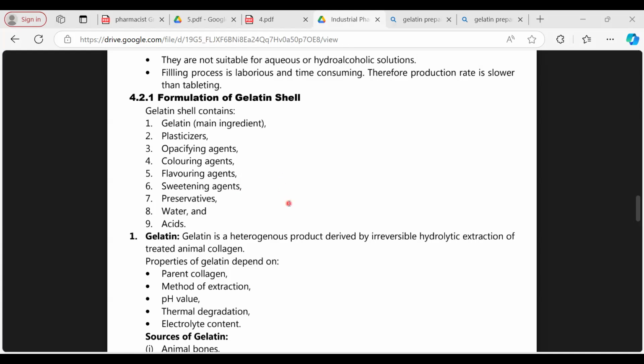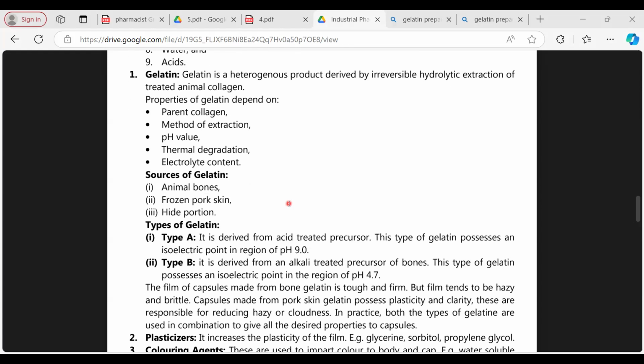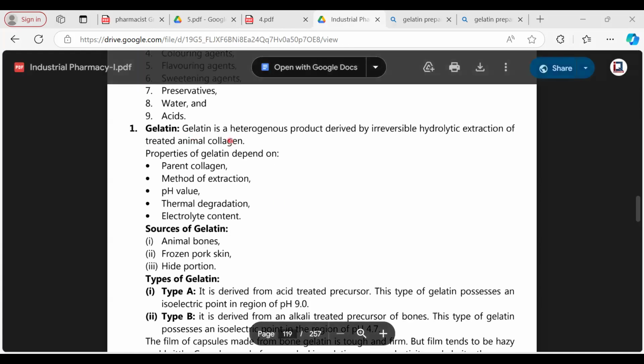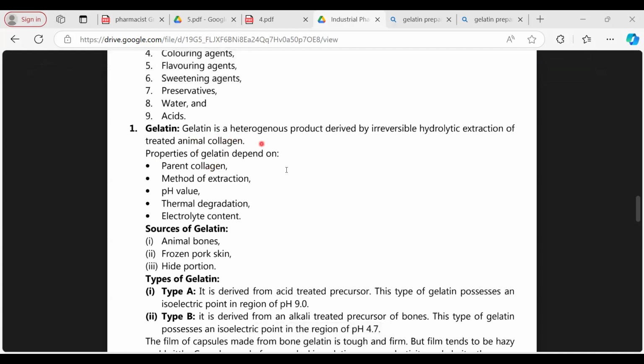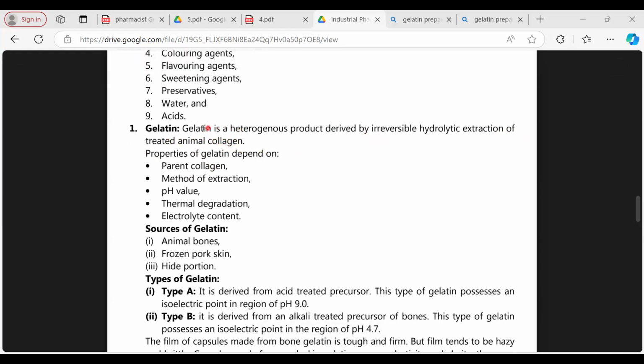Next, I have shown you how gelatin is prepared. Here it's repeated. Gelatin is a heterogeneous product derived from the hydrolytic extraction of animal collagen. So technically, gelatin contains collagen extracted from bones, skin and ligaments of the animals. So properties of the gelatin depend on parent collagen, method of extraction, pH value.